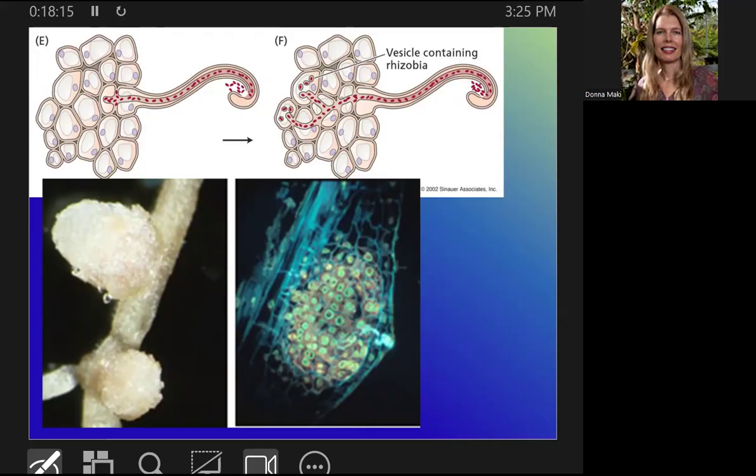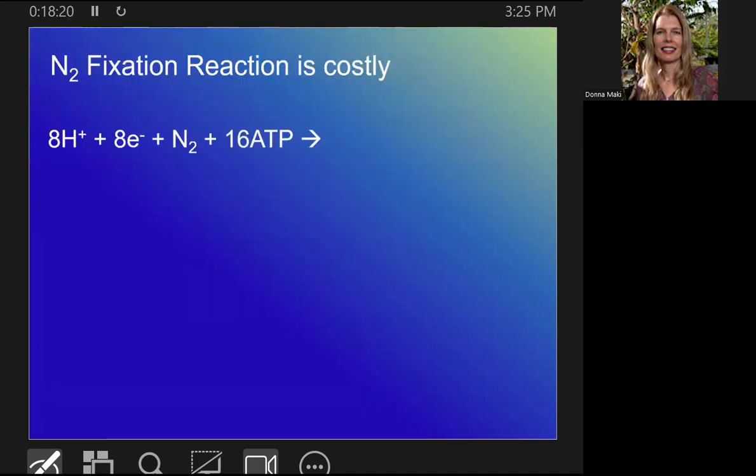So the bacteria pull dinitrogen from the air, and you don't have to memorize this reaction. The main point is that you have to expend ATP to get this to happen. So this is not something that the plant does for free or the bacteria does for free. It's costly, but it's worth it because once the plant forms this relationship, it's a win-win. The bacteria benefit from it and the plant benefits from it.